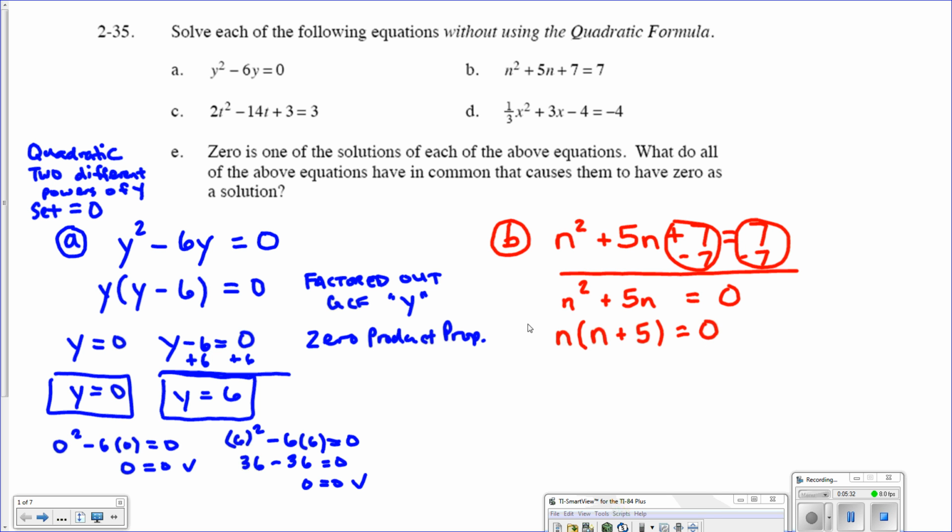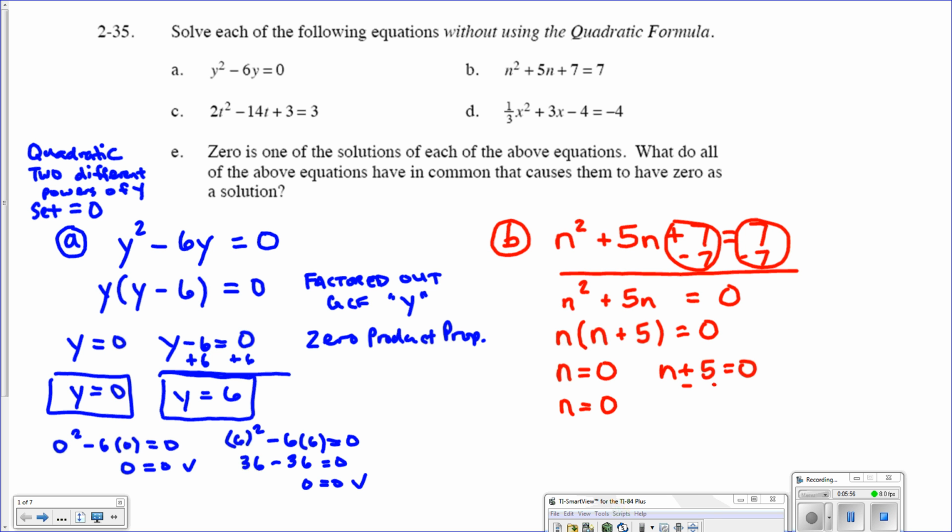Our next step is going to be using the zero product property, just like on the problem just before. We have two numbers whose product is 0, so let's set them both equal to 0. n is equal to 0, and that one's already solved. We have n plus 5 equals 0. So n equals 0 is n equals 0.